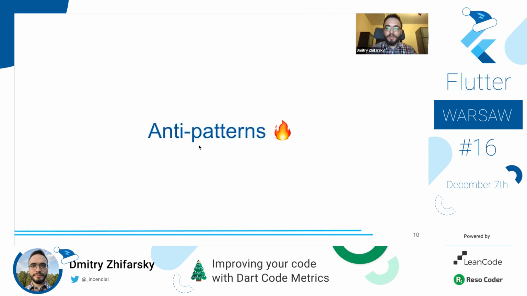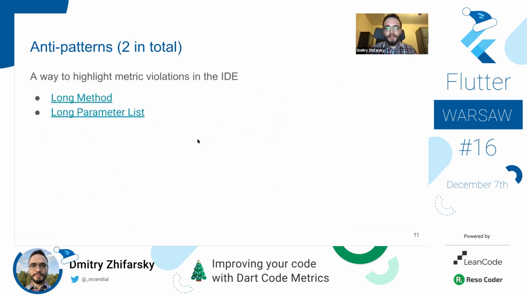Moving next to the anti-patterns, it's another feature of Dart Code Metrics. I think it's the most questionable feature that we have right now, but it helps you. Let's say you have set the lines of code metric to equal 50, and as I said before, the metric itself doesn't mean anything. So here comes the anti-pattern long method.